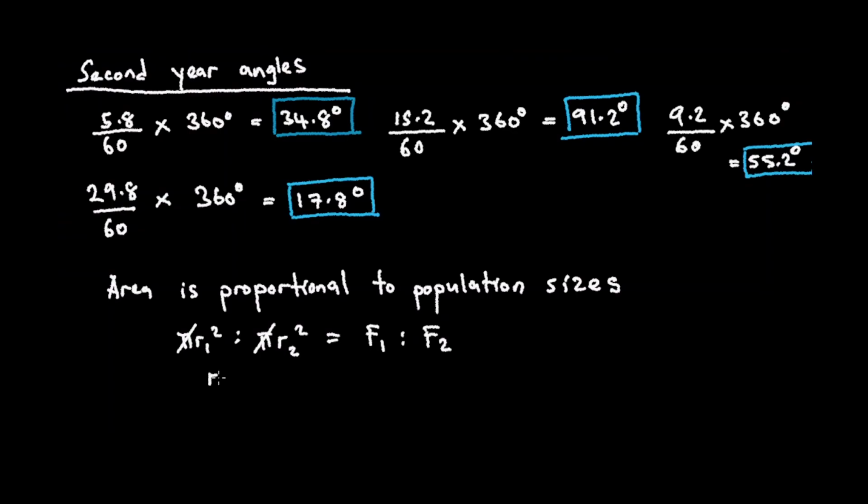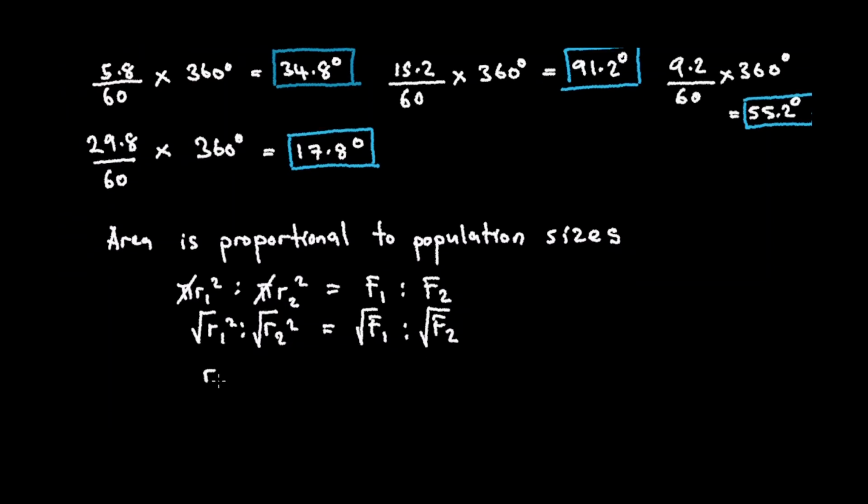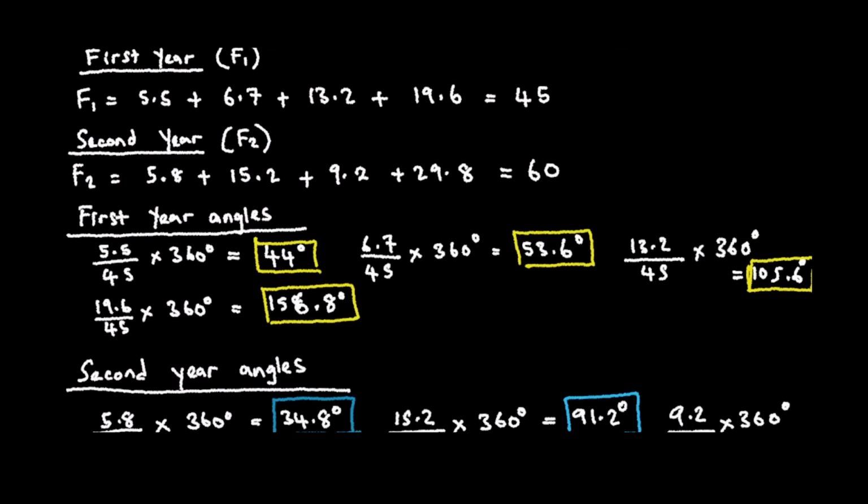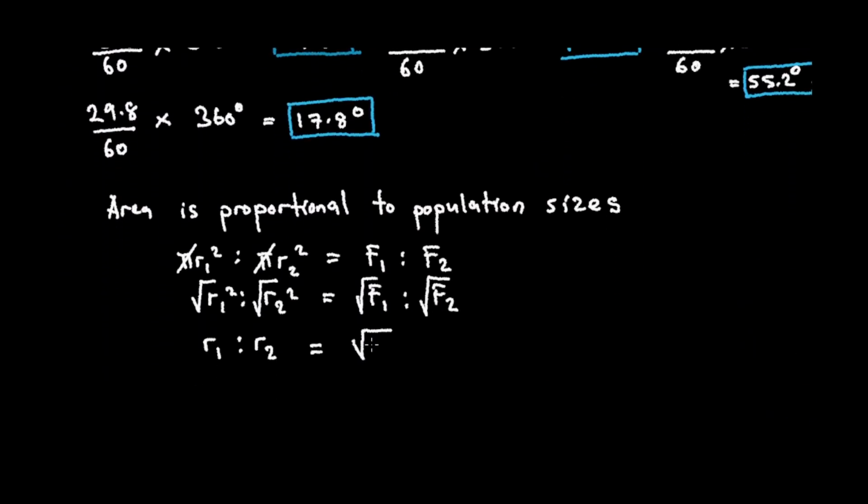So here we have r1 squared is to r2 squared equal to f1 is to f2, like that. We know that if we take the square root here, we are also going to take square roots there. So this takes us to r1 is to r2. This ratio is equal to the square root of f1. Going back, we saw that f1 is 45, f2 is 60. So the square root of 45 is to the square root of 60.